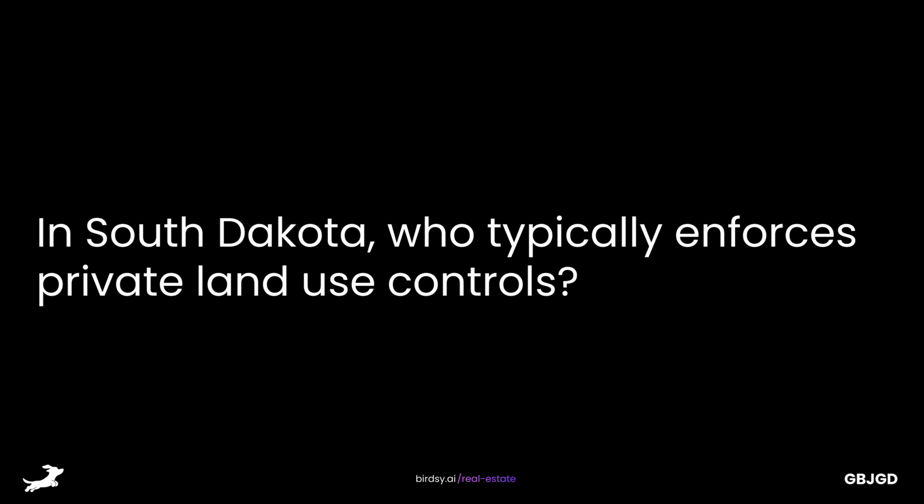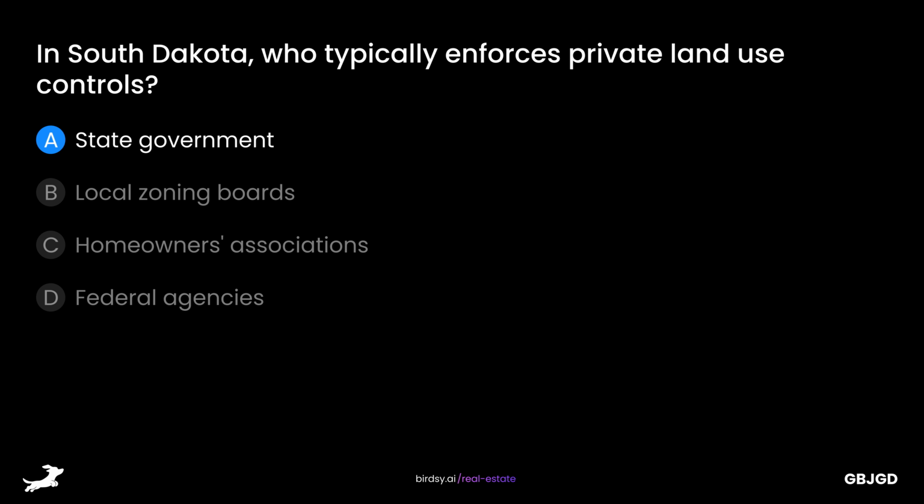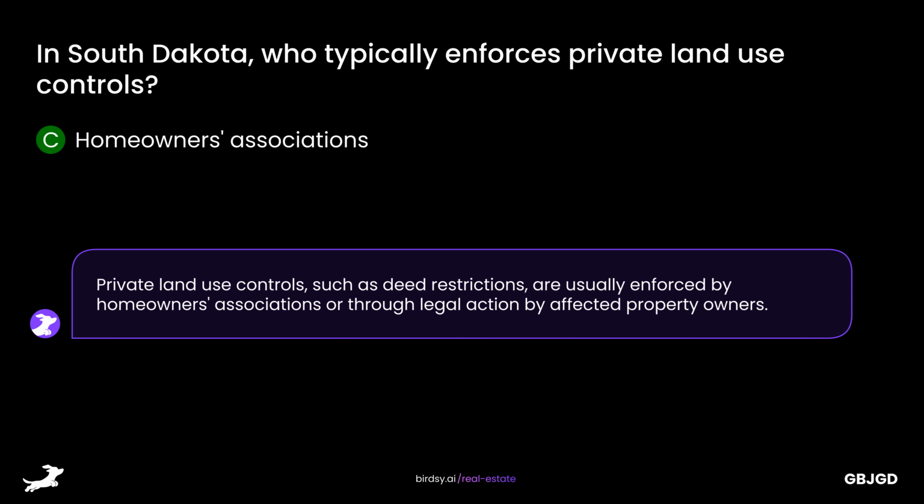In South Dakota, who typically enforces private land use controls? Is it A, state government, B, local zoning boards, C, homeowners associations, or D, federal agencies? The answer is C, homeowners associations. Private land use controls, such as deed restrictions, are usually enforced by homeowners associations or through legal action by affected property owners.